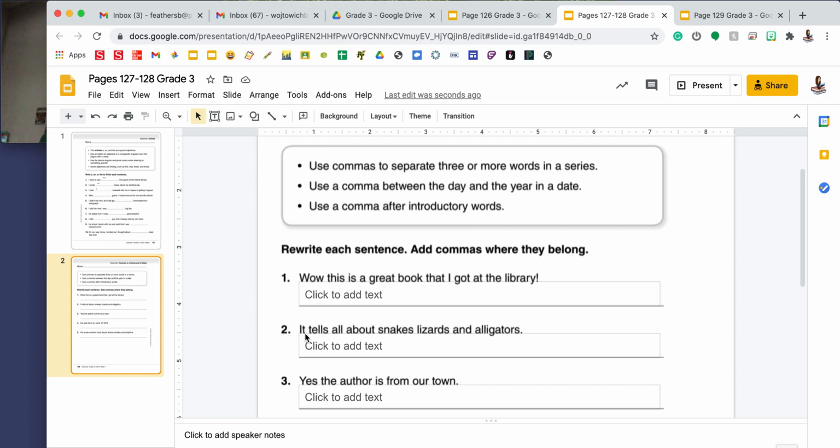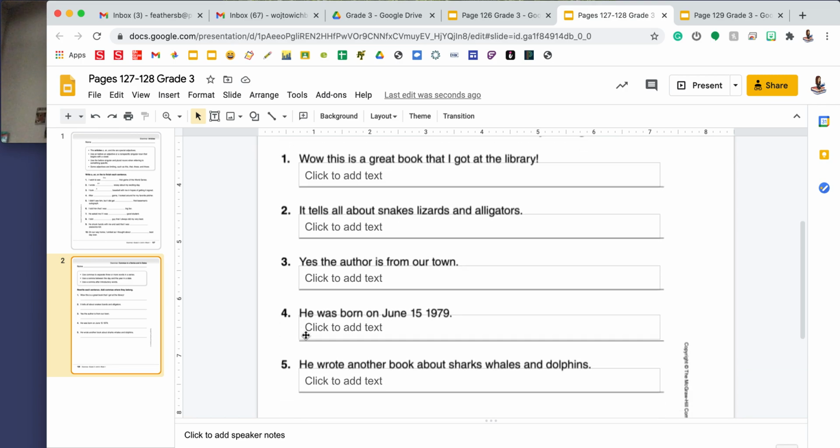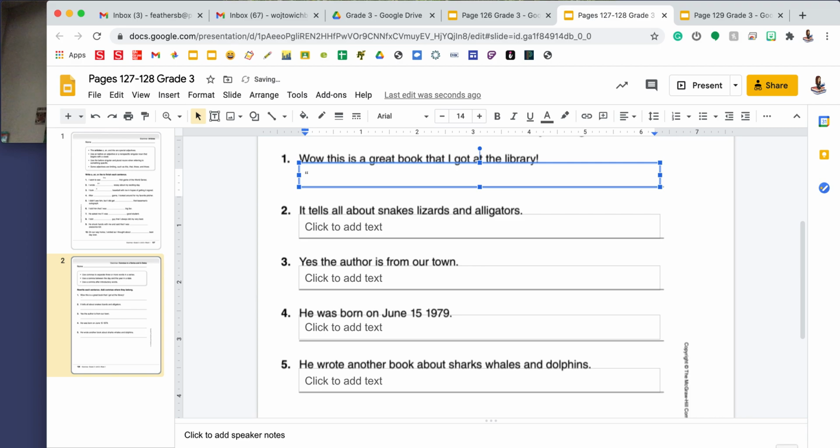We're going to take a look at 3 of these together. Let's take a look at number 1. Wow, this is a great book that I got at the library. Wow is an introductory word, so I need a comma after the word wow. So I'm going to retype: Wow, comma, this is a great book that I got at the library.